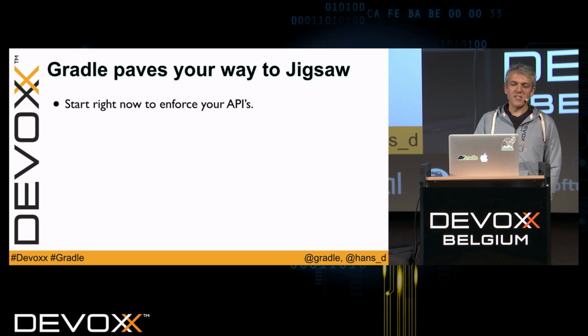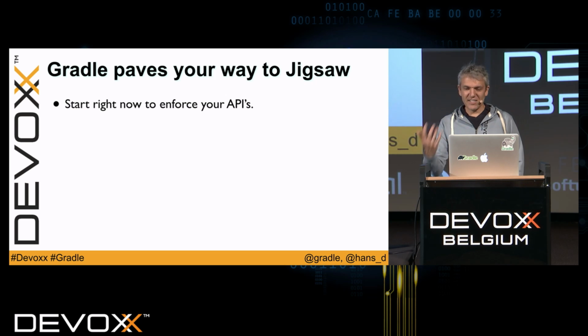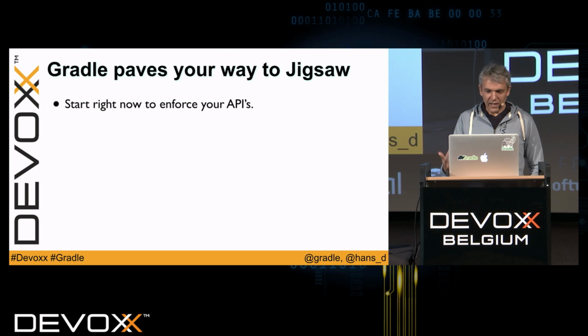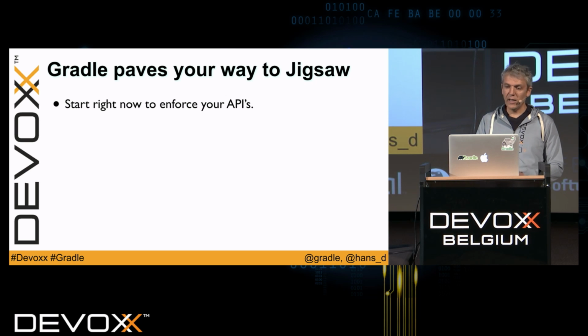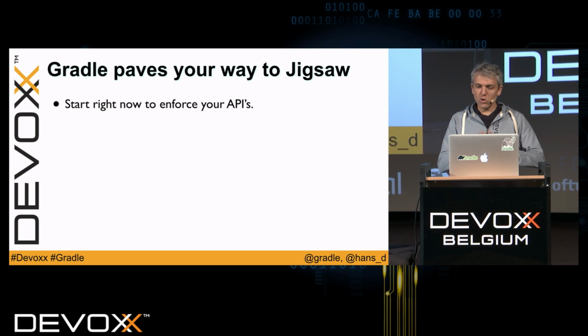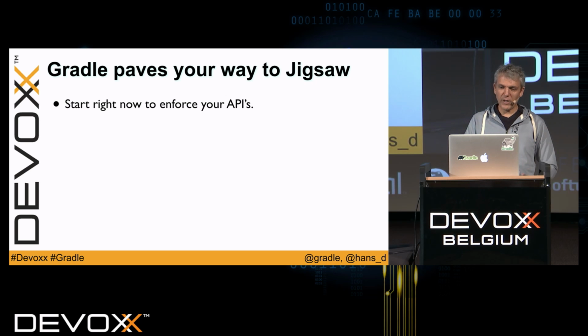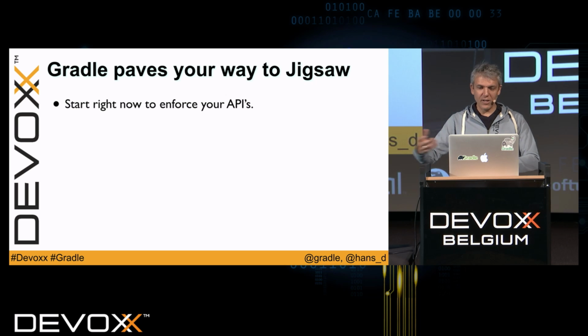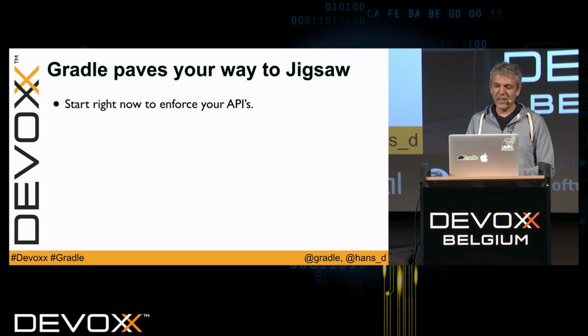So first of all, you can start right now to enforce your APIs, whether using Java 6, Java 7, or 8. You can, with Gradle, enforce your API at build time with all the benefits we discussed. Initially, we recommend just to model how the APIs are used currently to prevent further degeneration. Enforce the current usage, but not further outreach into other internal packages. And then you can improve from there.